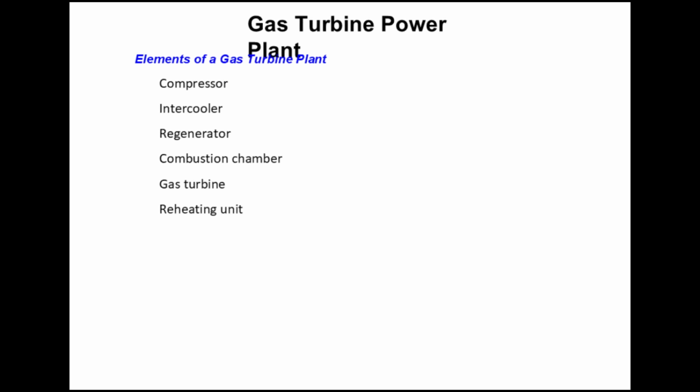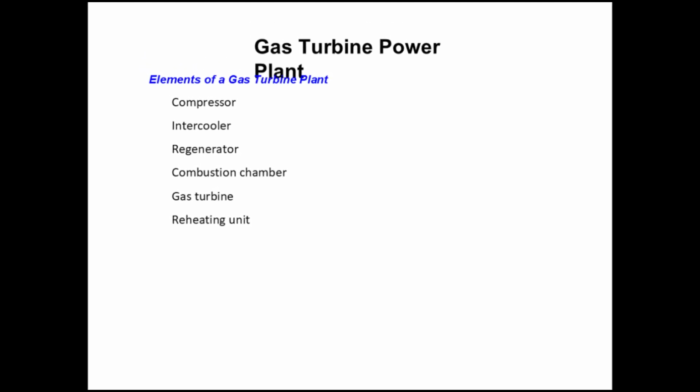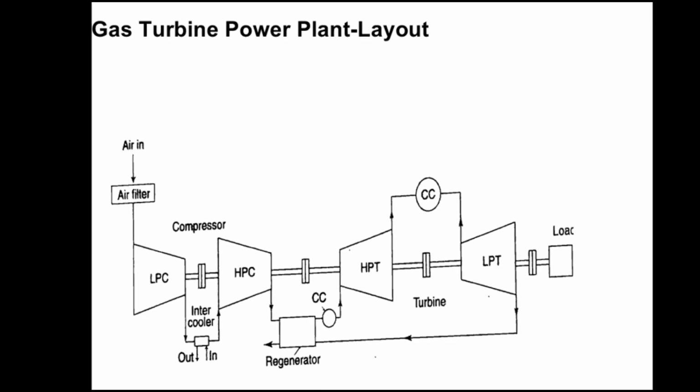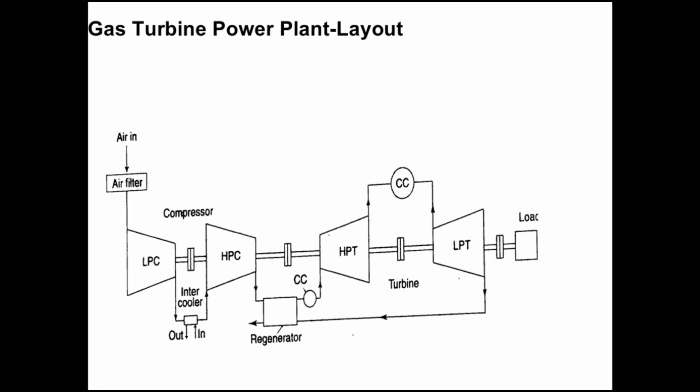Gas turbine power plant. Elements of a gas turbine plant: compressor, intercooler, regenerator, combustion chamber, gas turbine, reheating unit. Gas turbine power plant layout. This figure describes the power generation done by the gas turbine power plant.